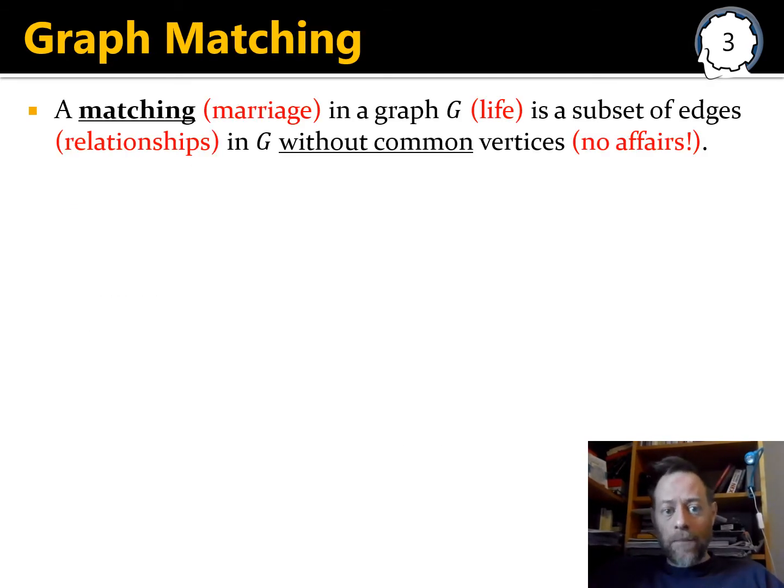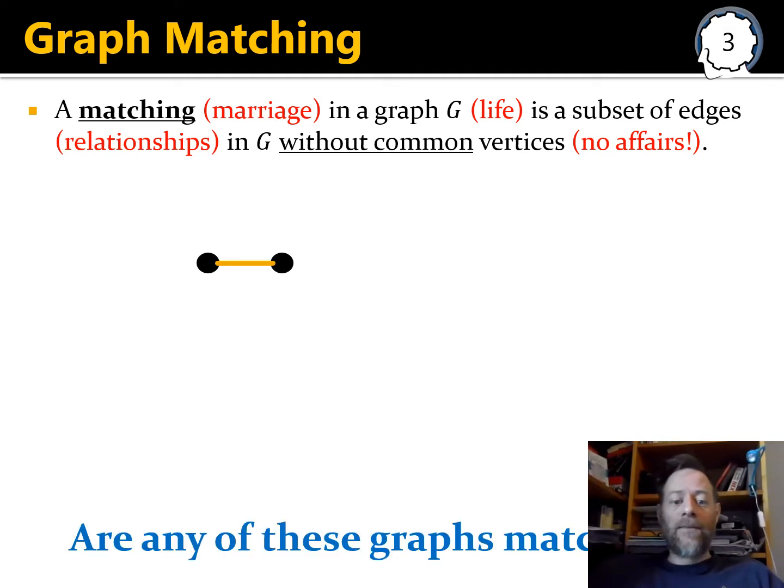If we start with matching, a matching in a graph G is a subset of edges in G without common vertices. One example that's often used here is the marriage problem: finding pairs of partners to marry so that there are no affairs. That's an example of a matching where every person can be matched to a partner. Then we have, in some sense, the optimal solution. So here are some examples of matching.